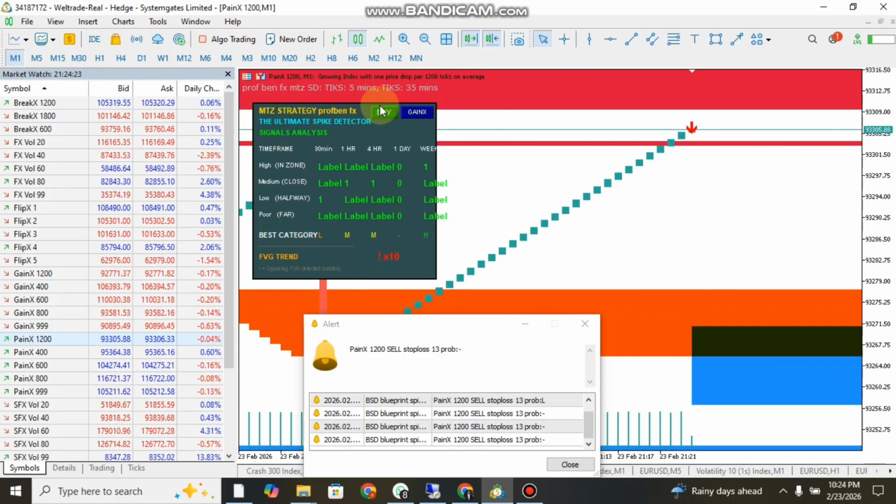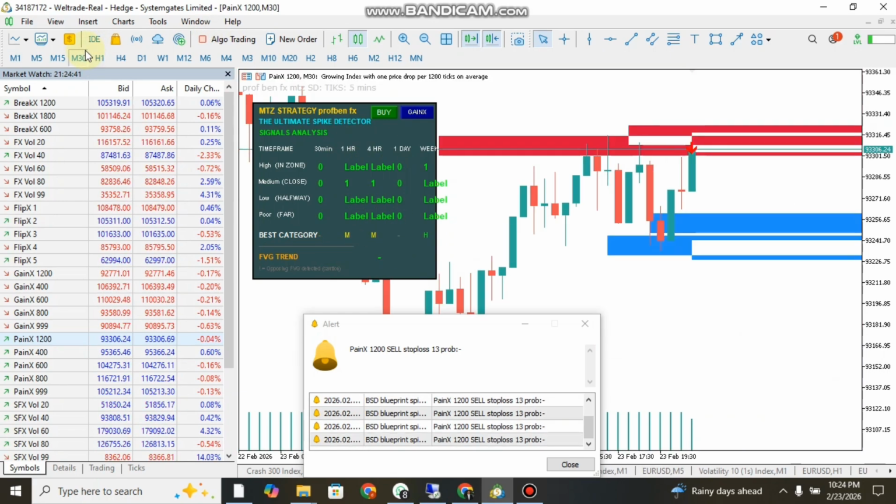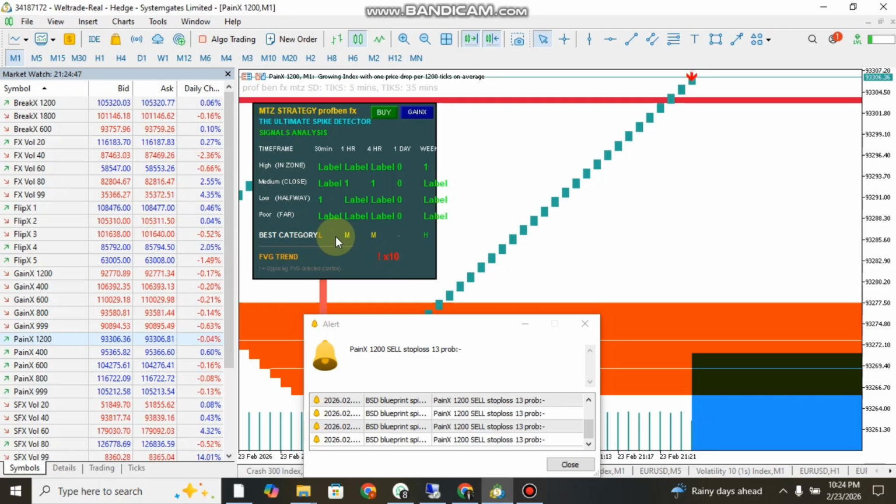So pin 1200 probability low. It comes with that in the default. So that is the new alert. The alert comes with the probability. So even if you are doing phone installation, it still shows you the probabilities inside your MetaTrader 5. That is if you have done the phone installation on iPhone or Android. Remember, you can install the BSD software in the phone.